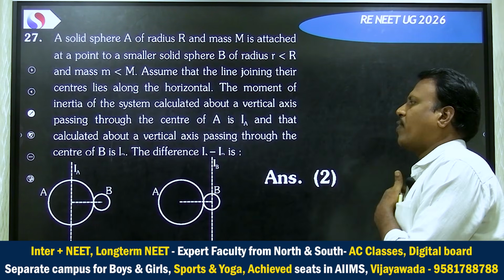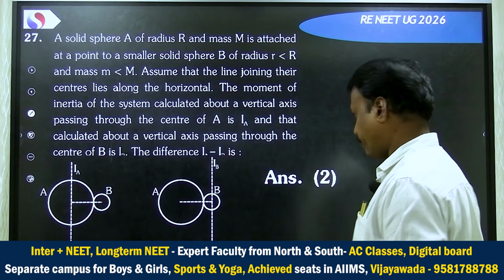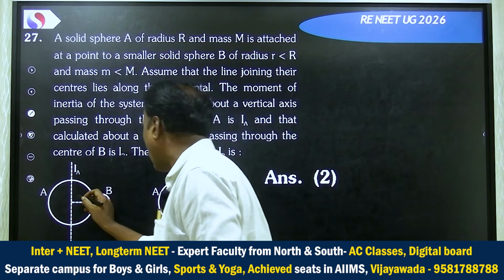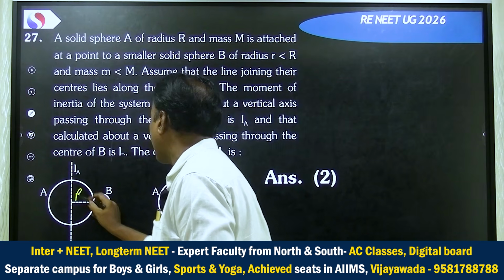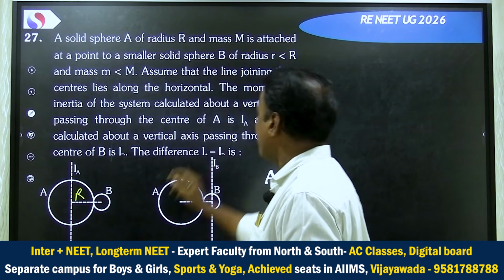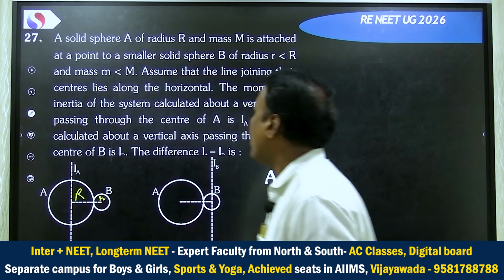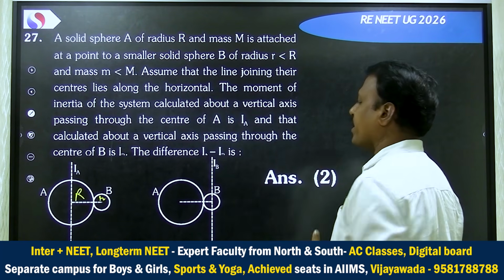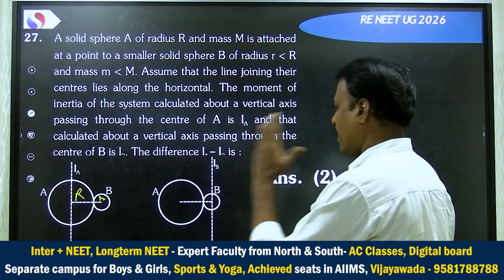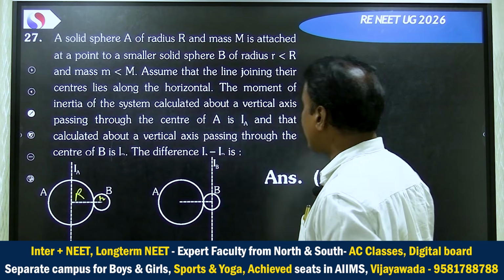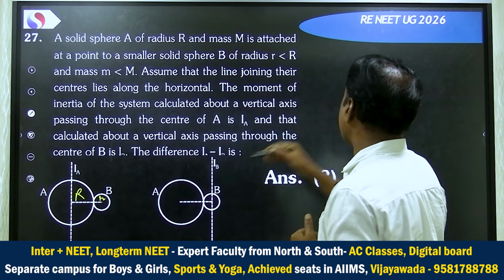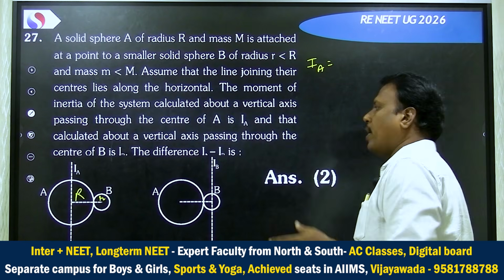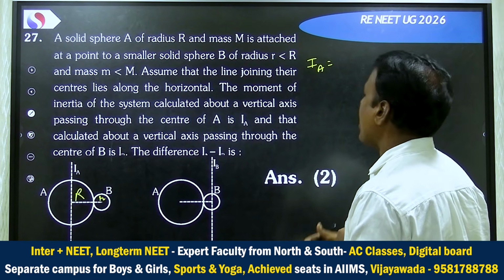And next, this is from the system of particles concept. A solid sphere of radius capital R. So A has a radius capital R and B has a radius small r. In those pictures, they want to know the moment of inertia. In the first picture, the center of A is the axis. Because the axis is passing through A, I can take it as moment of inertia IA.